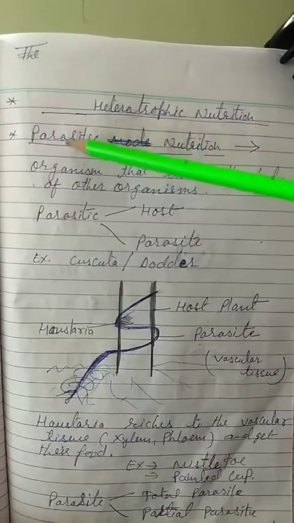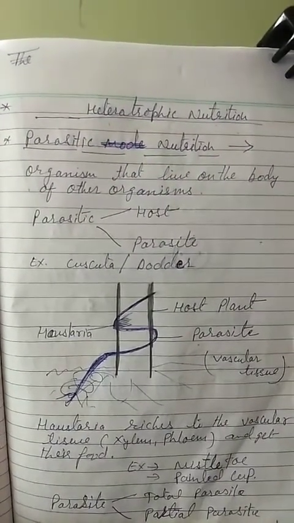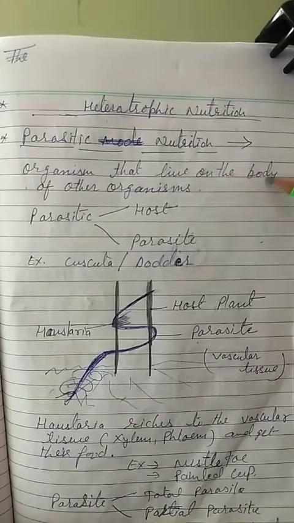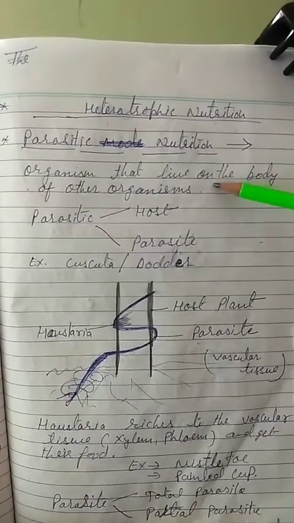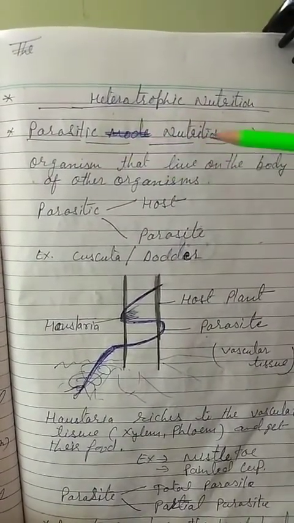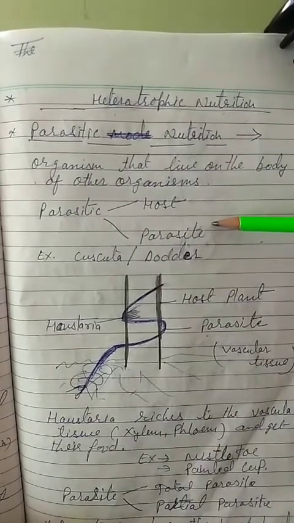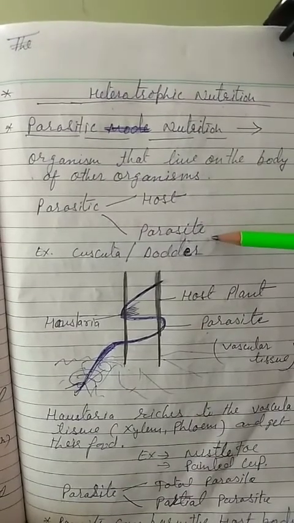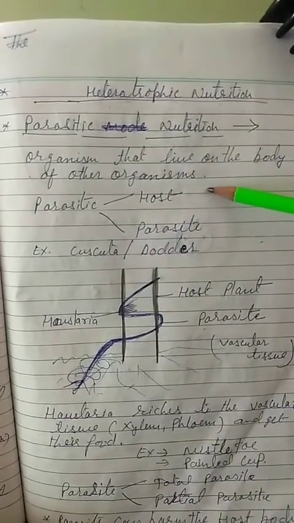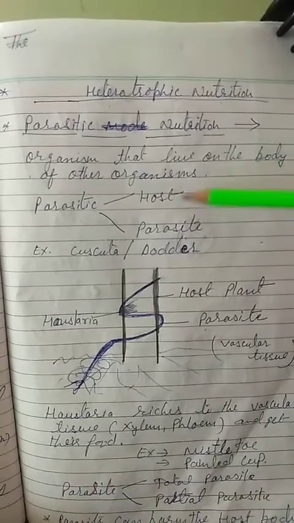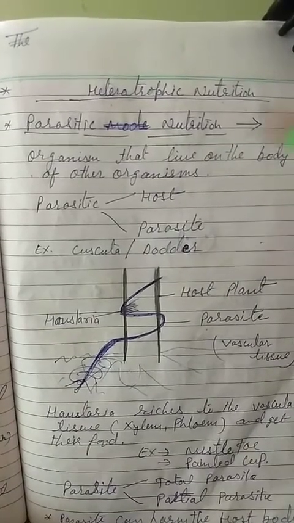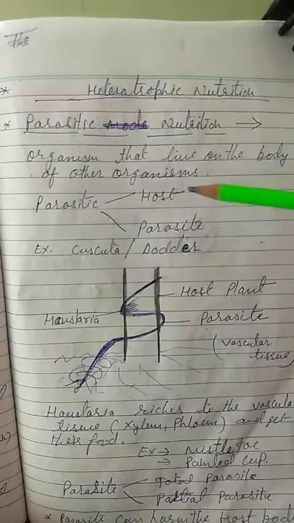First of all, we should know what a parasite is. Parasites are organisms which live on or in the body of other organisms. So in this type of nutrition, which is parasitic nutrition, two organisms participate. One is the host body and the other one is the parasite. So who are host and who are parasites? Host: the organisms that provide nutrition to the other organisms. And parasites: the organisms that derive nutrition from the host body.